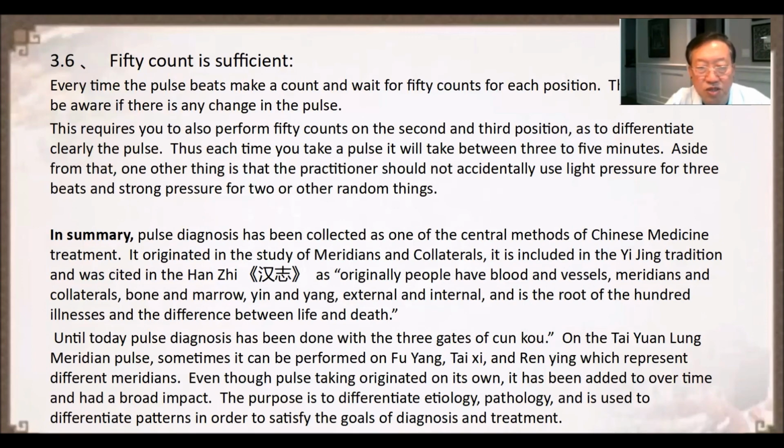Until today, pulse diagnosis has been done with the three gates of Cunkou. On the Taiyuan lung meridian, pulse sometimes can be performed on the Fuyang, Taichong, and Renying, which represent different meridians. Even though pulse taking originated on its own, it has been added to over time and has a broad impact. The purpose is to differentiate etiology and pathology, and to differentiate patterns in order to satisfy the goals of diagnosis and treatment.